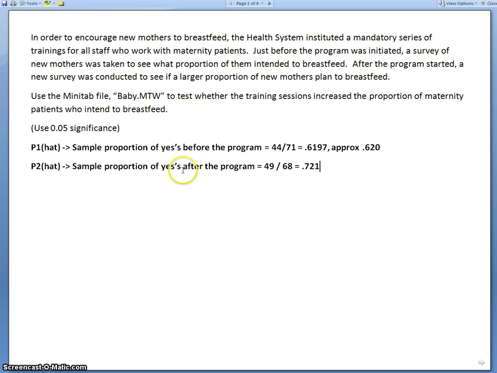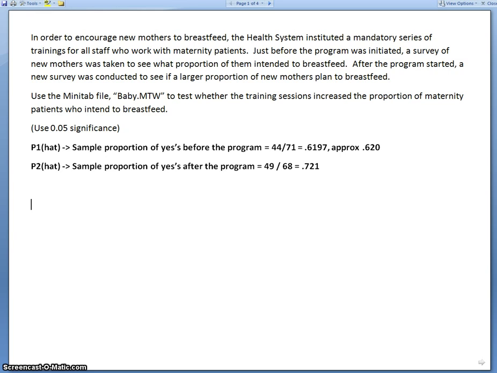Now just looking at that sample, it looks like the proportion is higher. But is this second proportion statistically higher? Is it statistically different and larger than the sample proportion from the first sample? In order to do this, we need to conduct a hypothesis test.